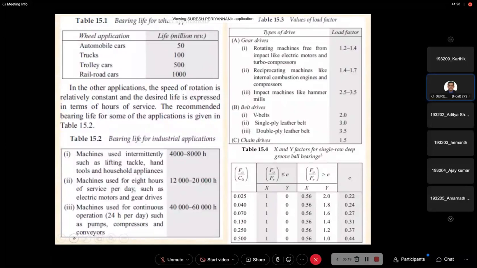100% we can ensure that one. No need for assumption. Now we assume that x is equal to 1. Okay, anyway. Now come to this. Now we are going to see more information about the selection of bearing life.